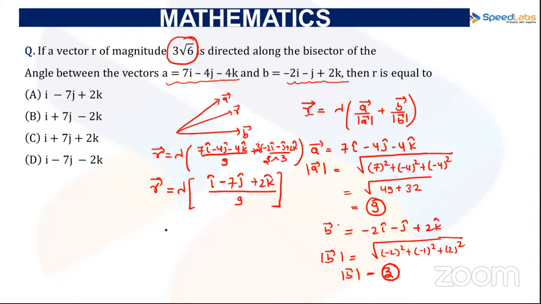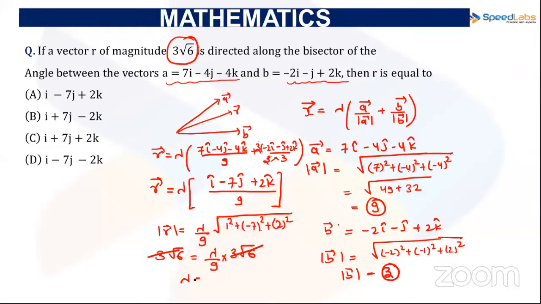Now what will be the modulus from here? So mod r will be equal to lambda by 9 into under root of 1 square plus minus 7 square plus 2 square. All right, guys. 1 square plus minus 7 square plus 2 square, how much is coming? Root 54. All right, this is coming root 54, and root 54 we can write as 9 times 6, so this will be 3 root 6. And modulus of r is given to you as 3 root 6, so from here 3 root 6 and 3 root 6 will finally get cancelled, so lambda is equal to 9.